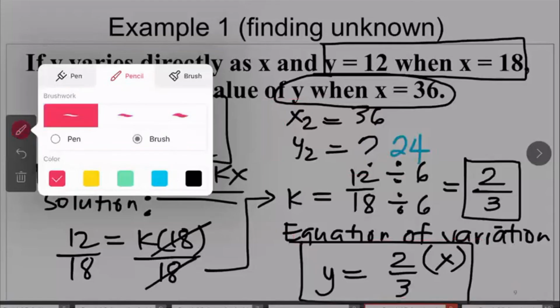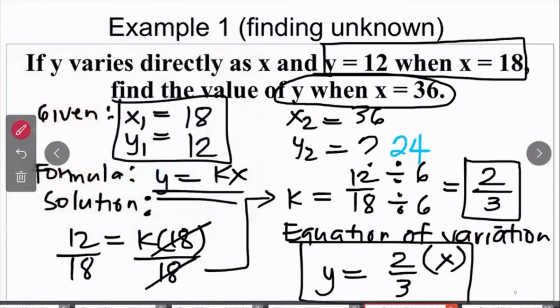Okay, let us check if our answers are correct. According to the definition of direct variation, if x increases, the idea is y will always increase also if we are involved with direct variation. So now let us check it out.